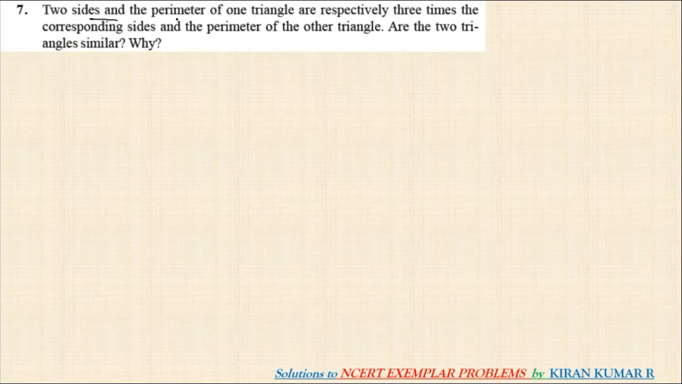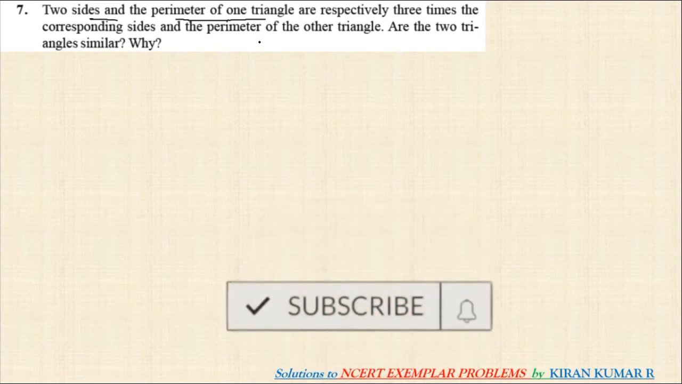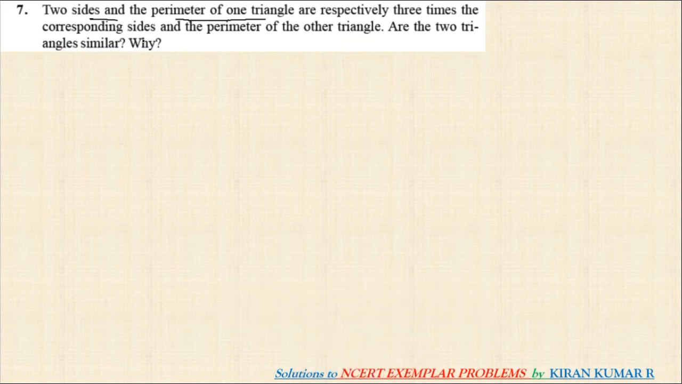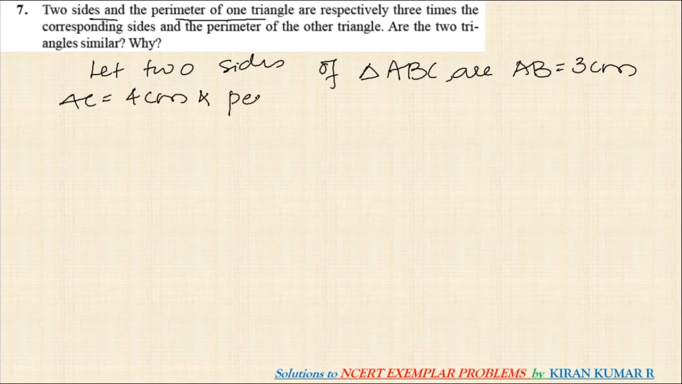Two sides and the perimeter of one triangle are respectively 3 times the corresponding sides and perimeter of the other triangle. Are the two triangles similar? Why? For understanding this, I would like to take a triangle with some example. Let the two sides of the triangle ABC, I'll consider, are AB equal to say 3 cm and AC equal to say 4 cm and perimeter.